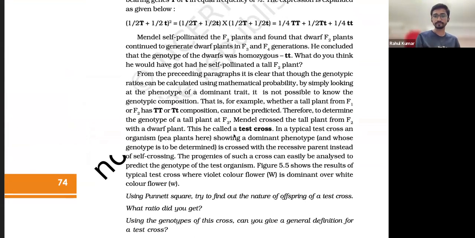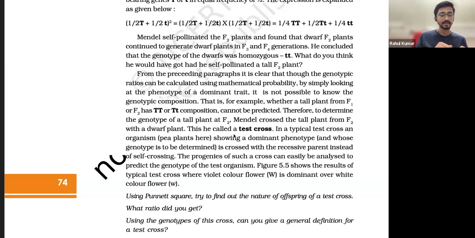So write down. A test cross is done between a dominant character of F2 with a recessive homozygous condition. And why is it called a test cross?